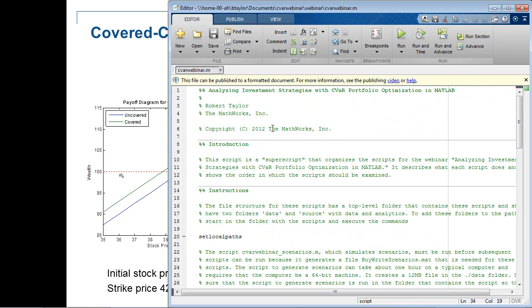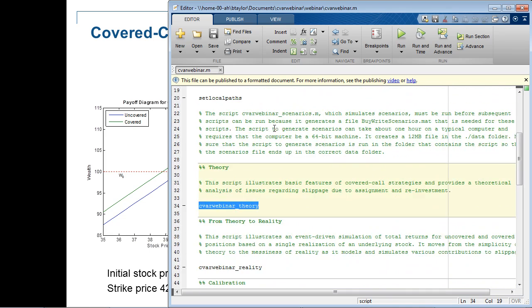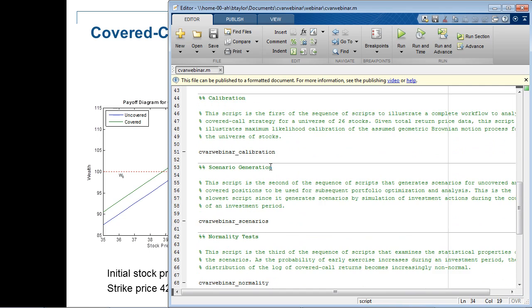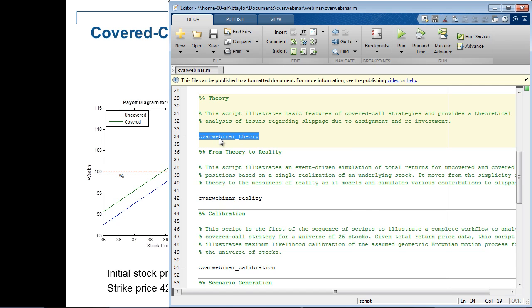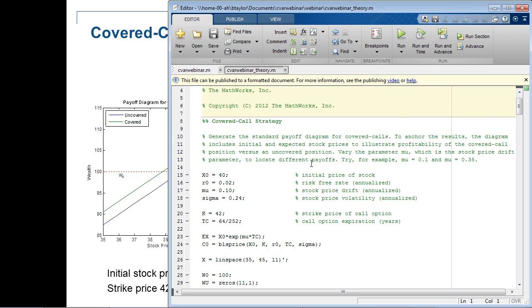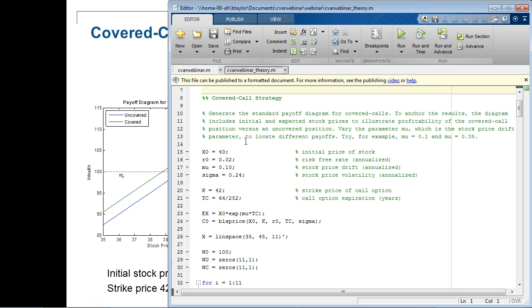At the top level, there's a superscript which sets up some paths, and then there's some source code associated with some of the underlying calculations. And then there are 6 scripts here that look at different aspects of what we're going to cover in the webinar. Since we're now looking at the theory part, this is the first script, which actually generates the plot that you saw.